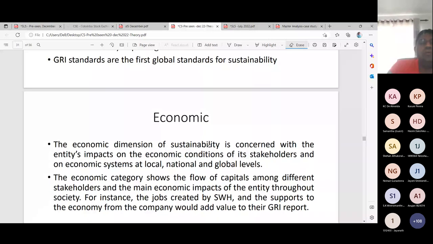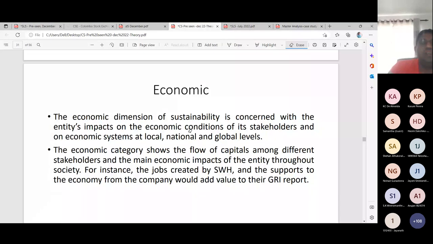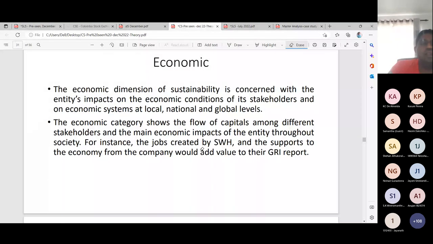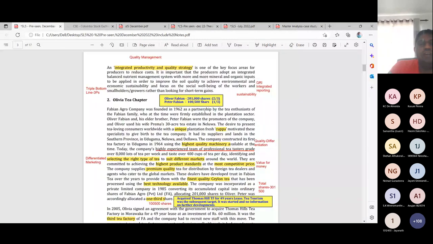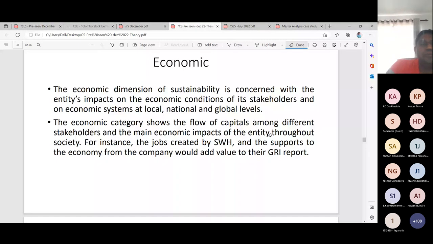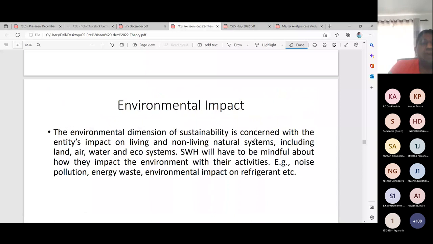So economic is one aspect they are focusing on. Now that is one area. We have identified here the three areas under sustainability. So economic aspects, you can write on that one. Then environmental impact is another area they focus on.